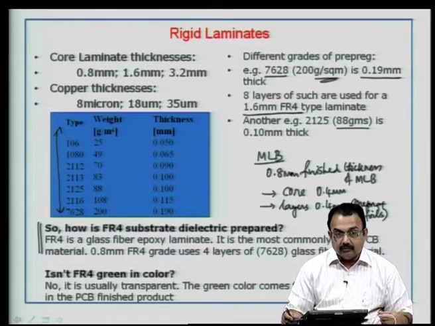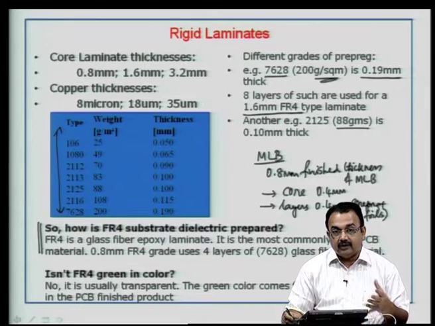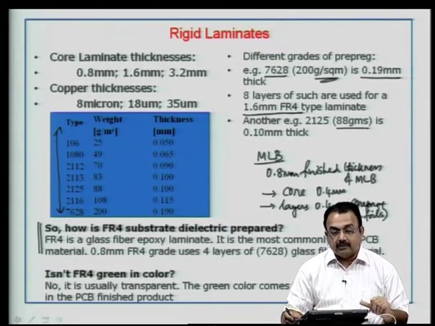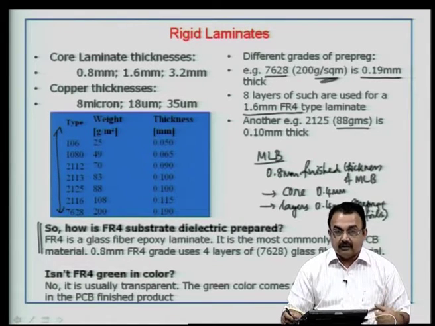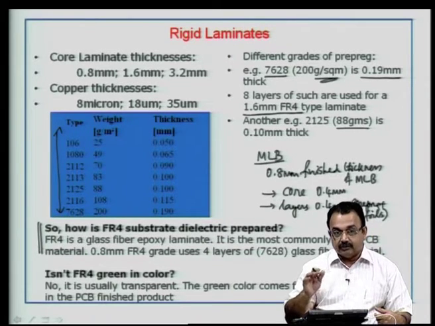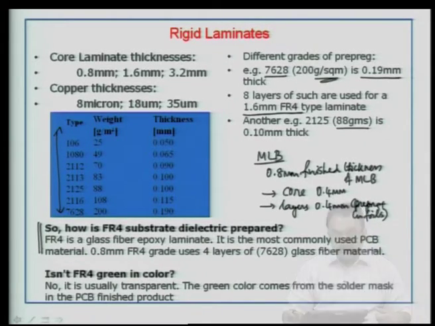Is it green? No, the basic FR4 material is not green in color. The green color that you have seen in most of the samples is basically coming from the solder mask color, which is green, and solder mask is one of the final applications or final processes on the finished PCB. So, this FR4 material is usually transparent in color.